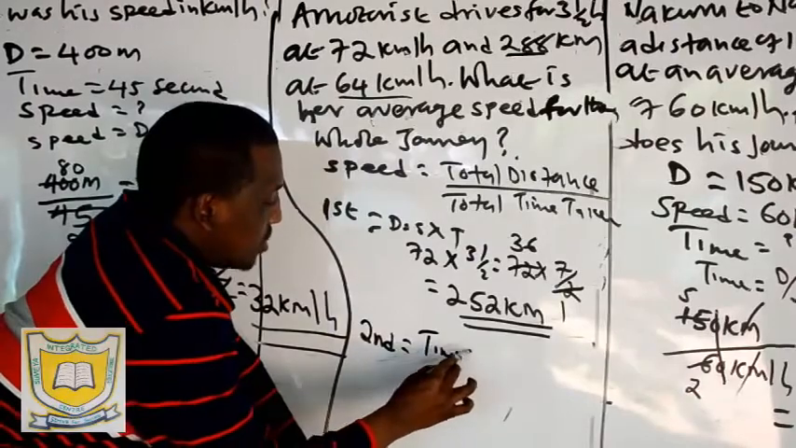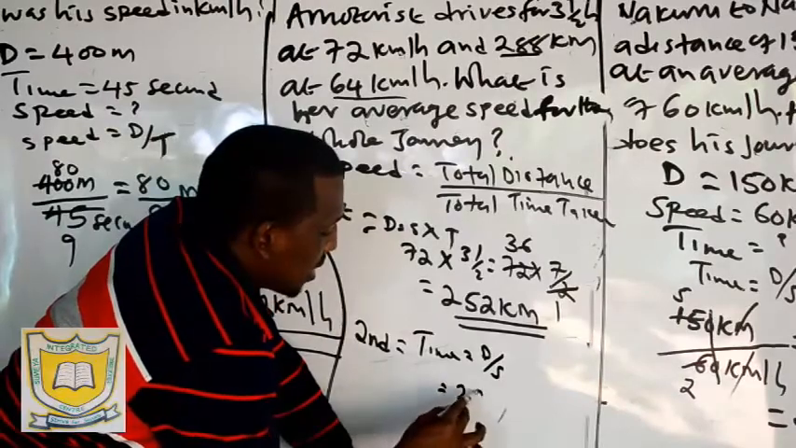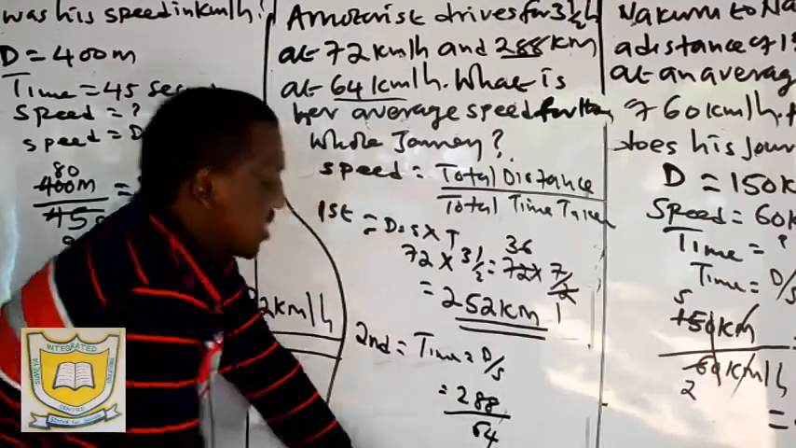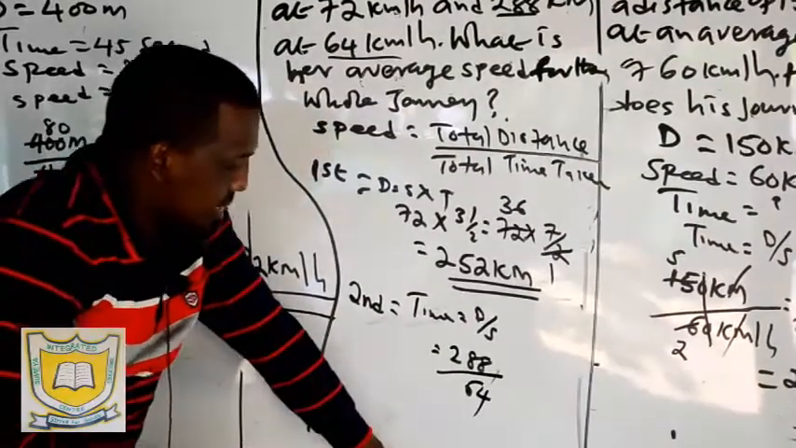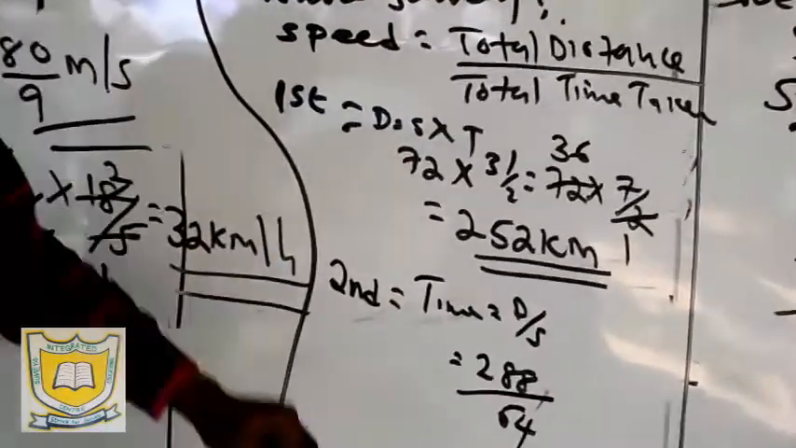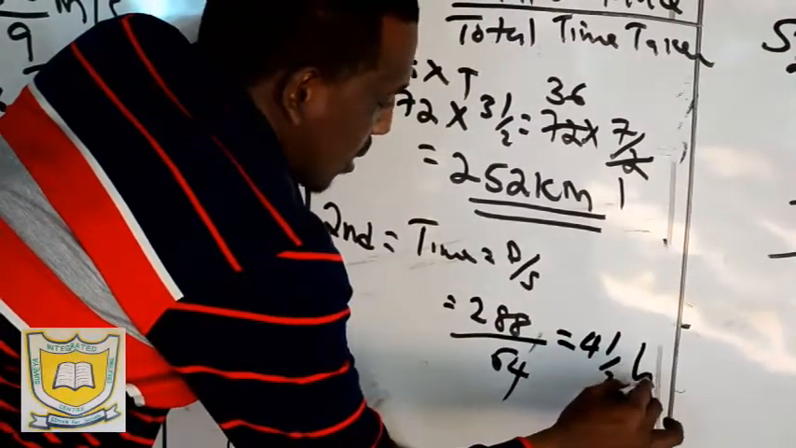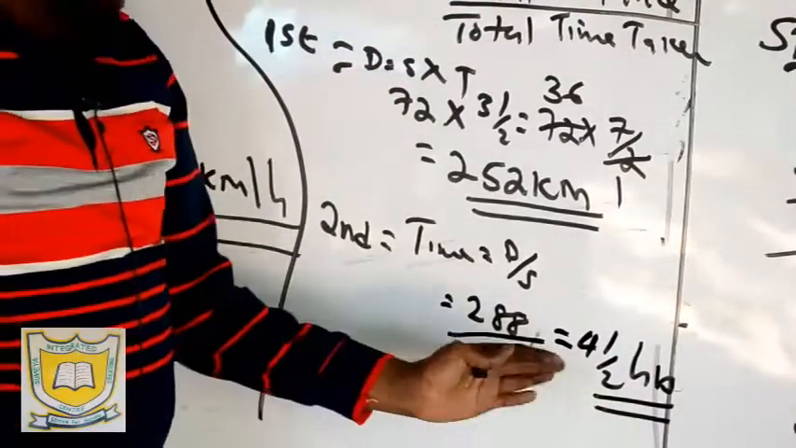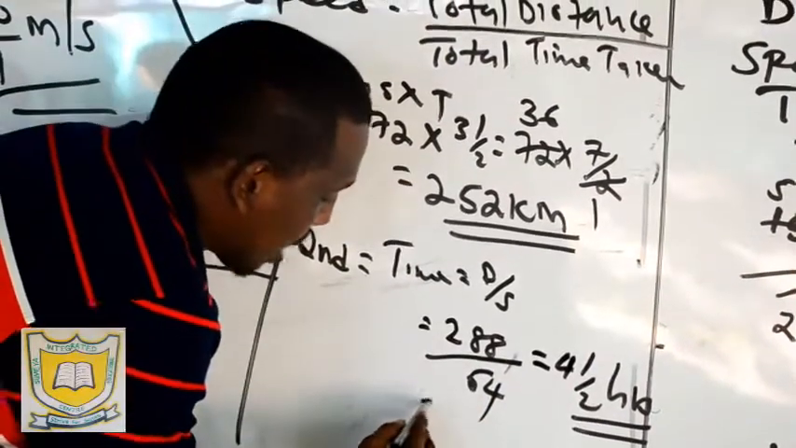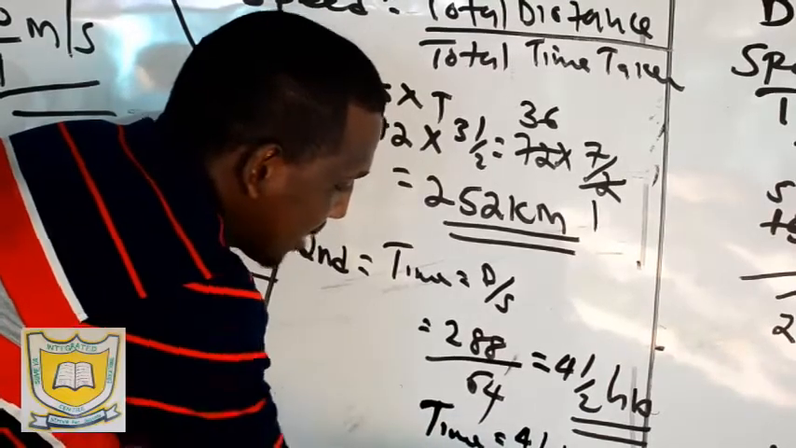So time is equal to distance over speed. The distance of the second part is 288 over speed, which is 64. Let us divide now. After dividing, you will get 4.5 hours. Now this is the time for the second journey, 4.5 hours.